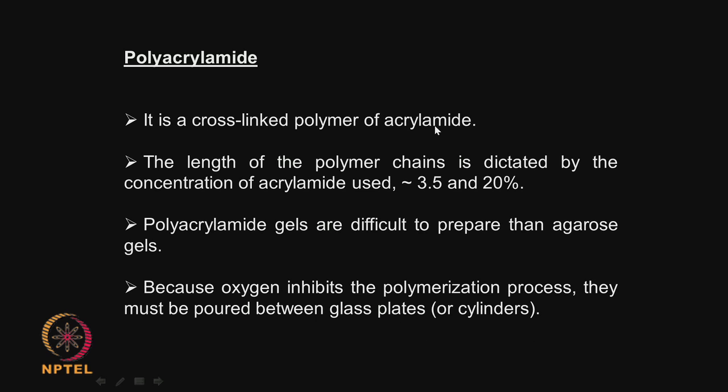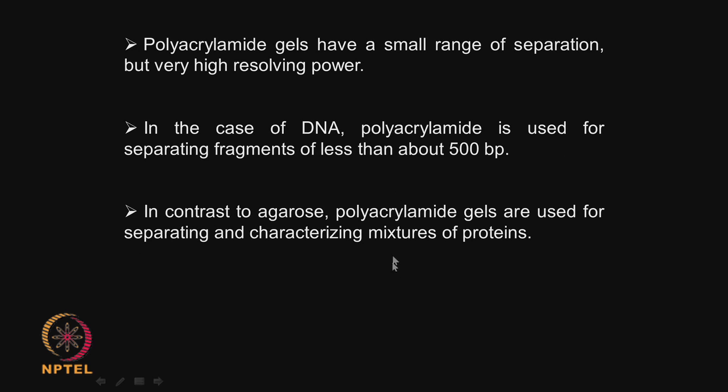Polyacrylamide is a cross-linked polymer. It is a synthetic polymer. The length of the polymer chain is dictated by the concentration of acrylamide. Generally, it is about 3.5 to 20%. These gels are more difficult to prepare than agarose gels. Because oxygen inhibits the polymerization process, they must be poured between glass plates. So, we can go to agarose-based gels, or we can go to polyacrylamide.